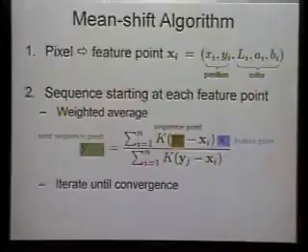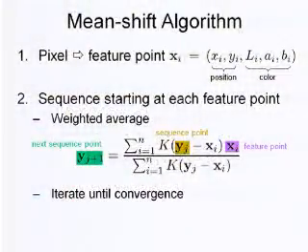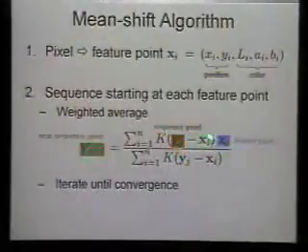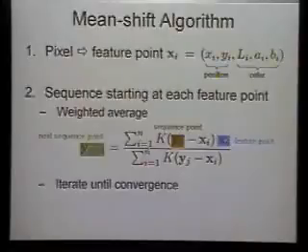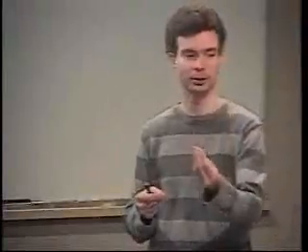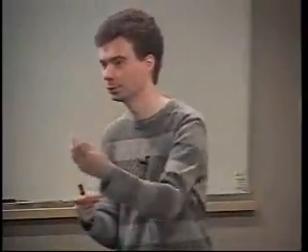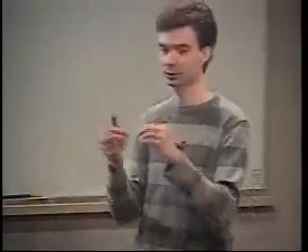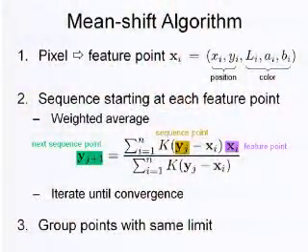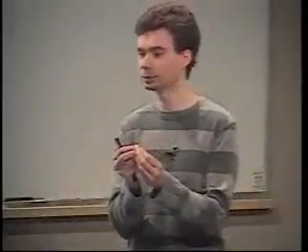Then you start a sequence using this feature point where each new point of the sequence is a weighted average of the feature points according to some kernels. I will show you something more visual, but you weight the neighbors, you move to the mean of your neighbors, and do it again. You have a new point, look at the mean of your neighbors, move again. And you iterate that until you converge. The result of the segmentation is that the segments are all the points that have converged to the same limit.